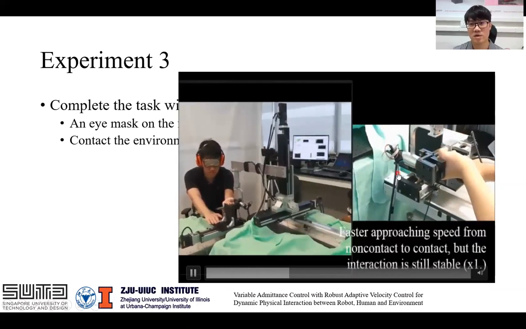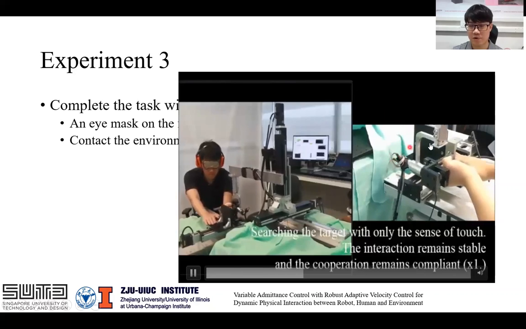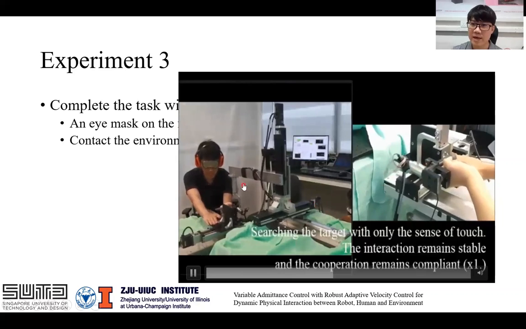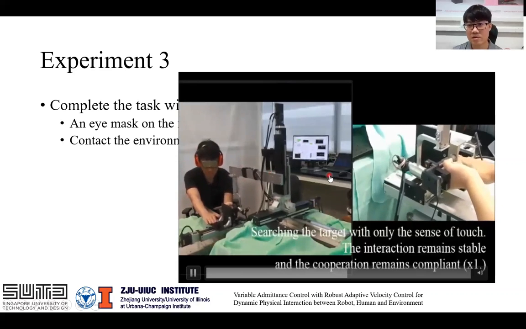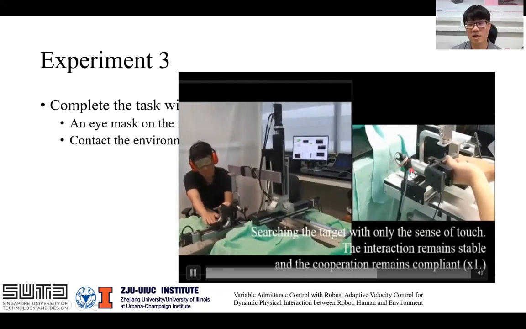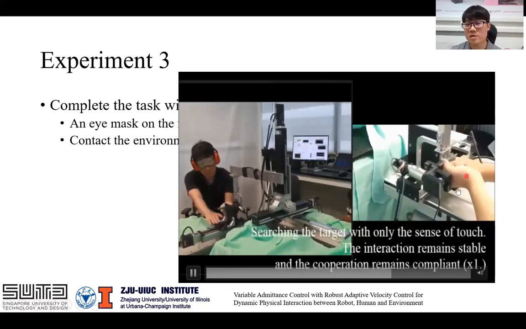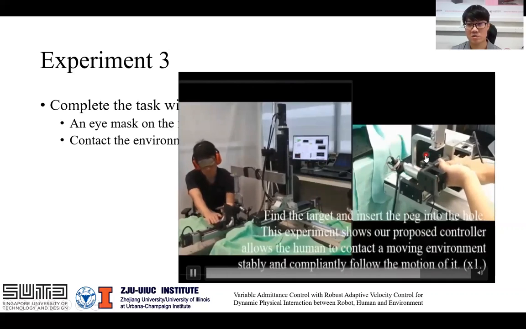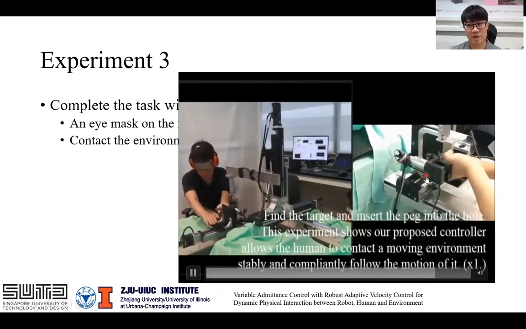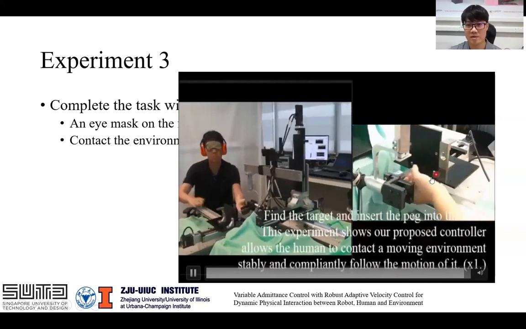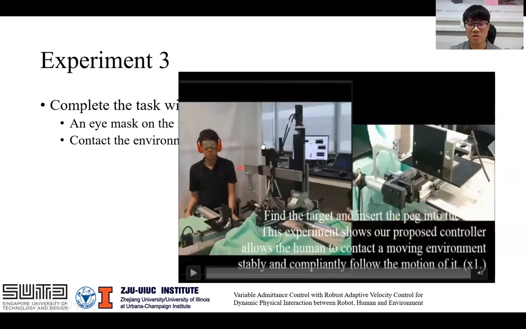Even under such a large force and speed, the interaction is stable. And also, since he cannot see at all, the only sense he has is the sense of touch. As you can see here, the cooperation is compliant, so that he can slowly search in the hole. And because the interaction is stable, he can insert the peg stably. So this concludes the performance of our controller.